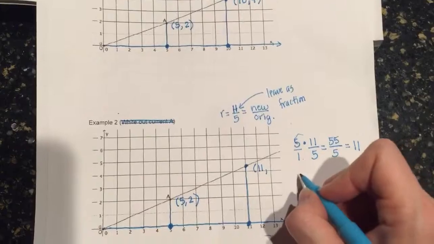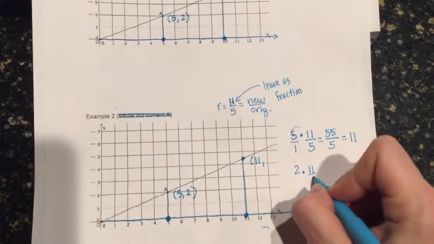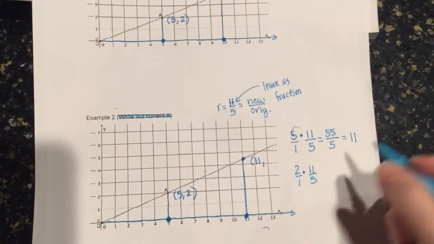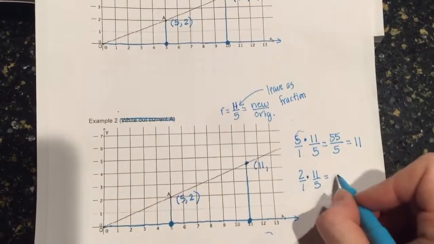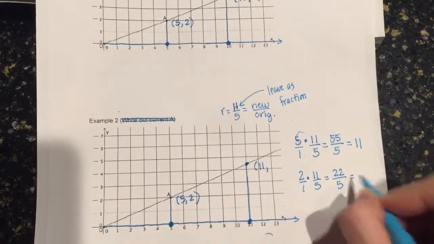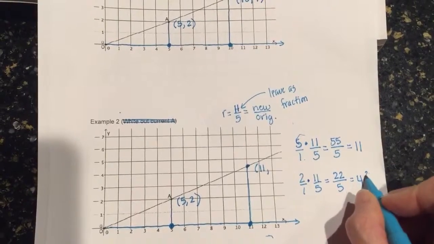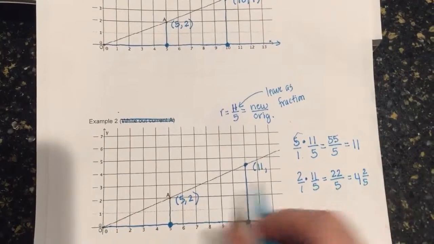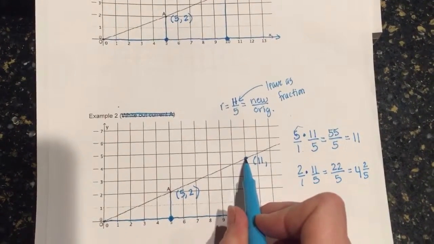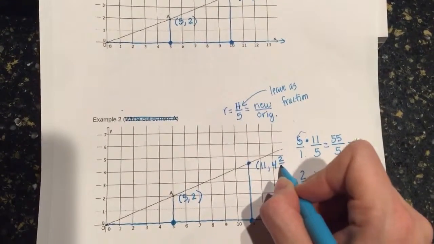Now I'm going to take 2 and also multiply it by 11 over 5. Drop a 1 under that and multiply across. I get 22 over 5, or I could reduce it to 4 2/5, which you can see is much more exact than the 4 1/2 you would probably end up guessing.